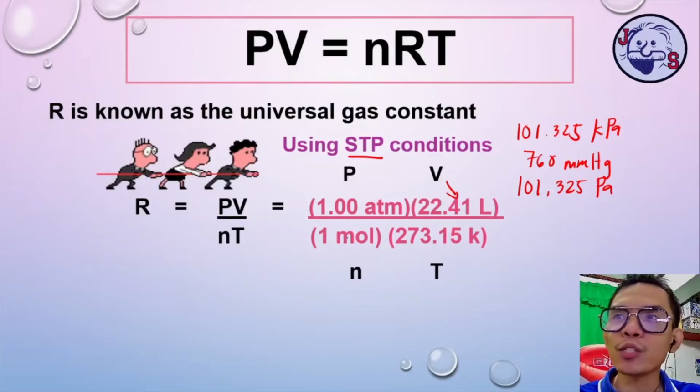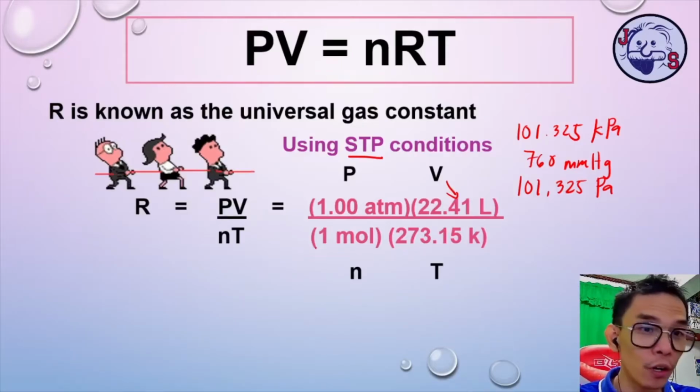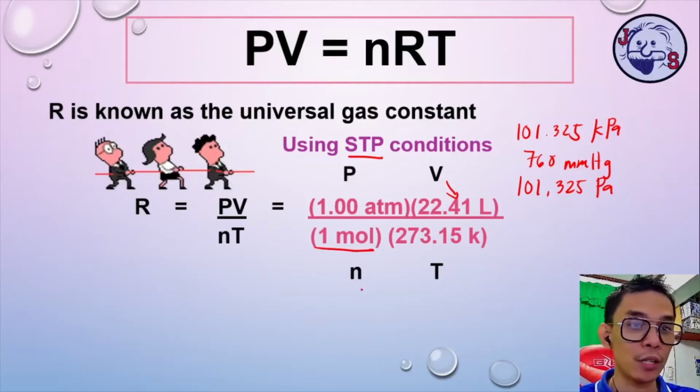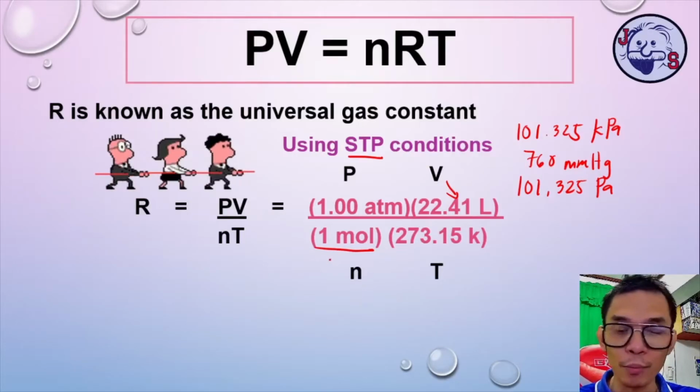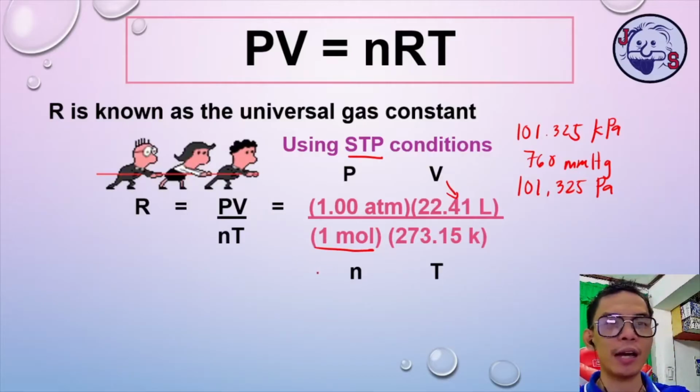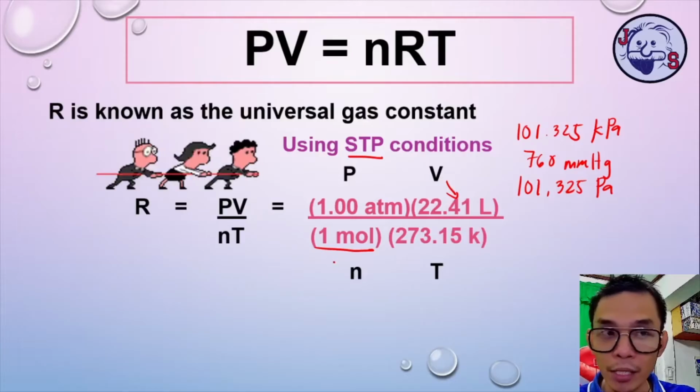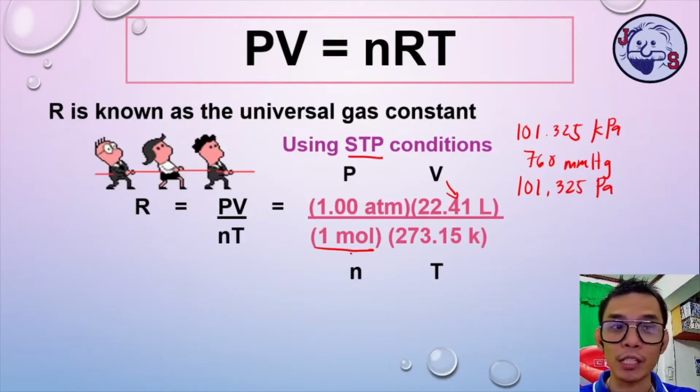Okay, so the next one is the mole over here, and it talks about the 1 mole. 1 mole of any gas is equal to its molar mass. If it is a molecule, that is the molar mass.